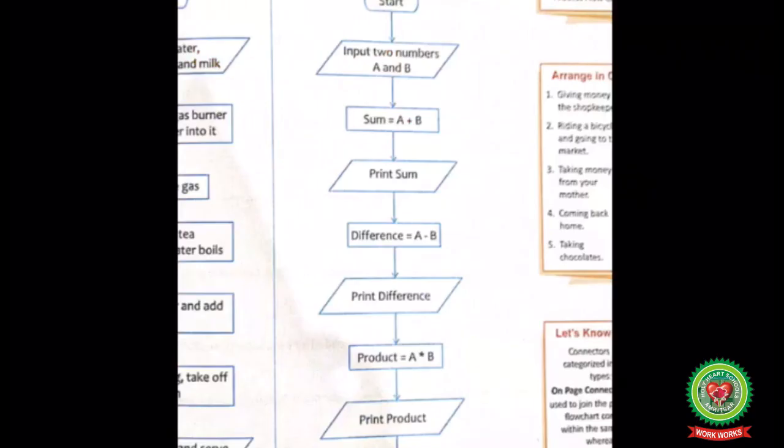So today we have discussed connectors, types of connectors, and example 2 of flowchart: calculate the sum, difference and product of two numbers. Now practice this flowchart at home.